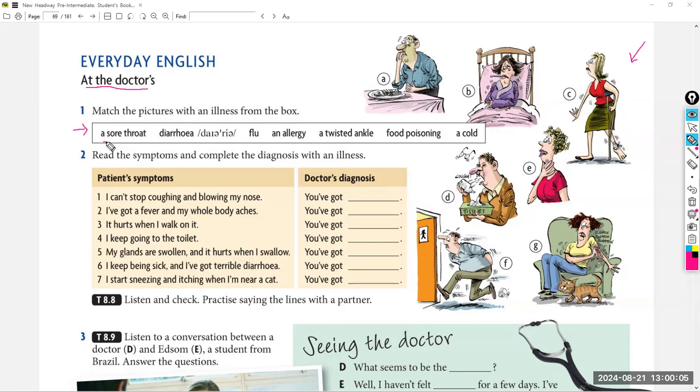Disease number one is a sore throat. So where is, or let me say, can you match a sore throat with the pictures that we have here? Okay, now the second disease is diarrhea. It is diarrhea. So can you match diarrhea with the pictures that we have in this page?